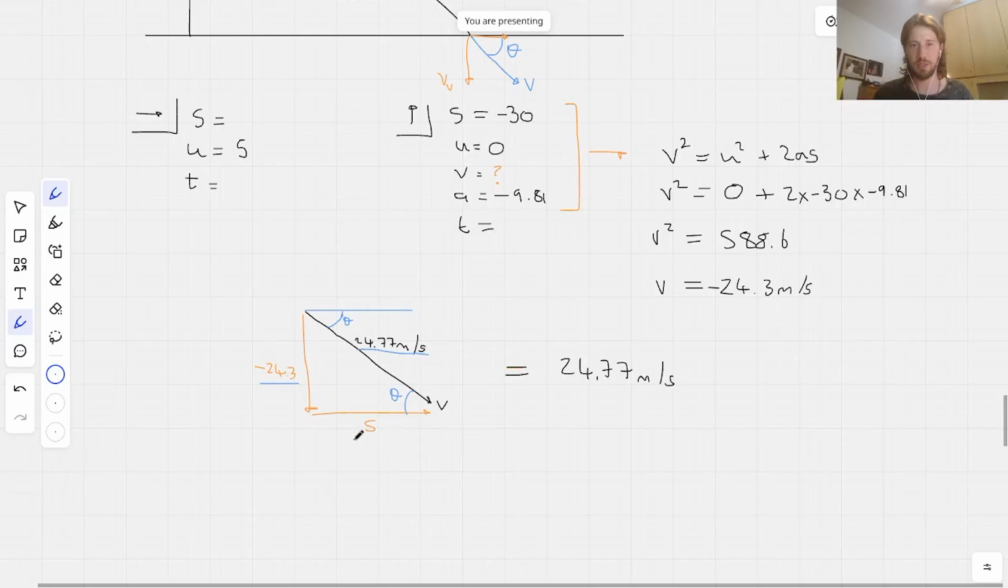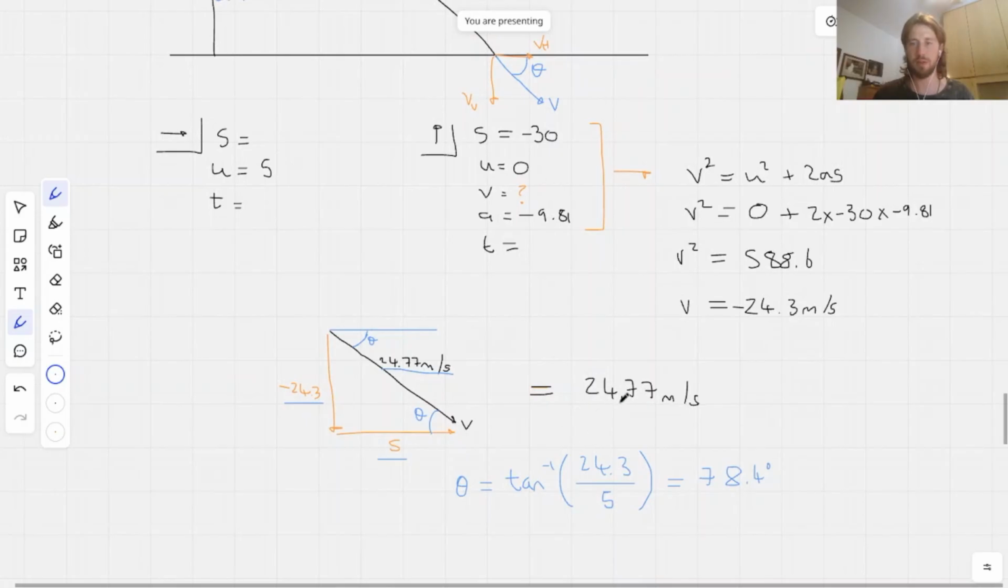So tan is opposite over adjacent. So theta is equal to inverse tan of 24.3 divided by 5. Tan is opposite over adjacent. And if you do that, you will get 78.4 degrees. Okay, so we found that our final speed is 24.77 meters per second and it's at 78.4 degrees.